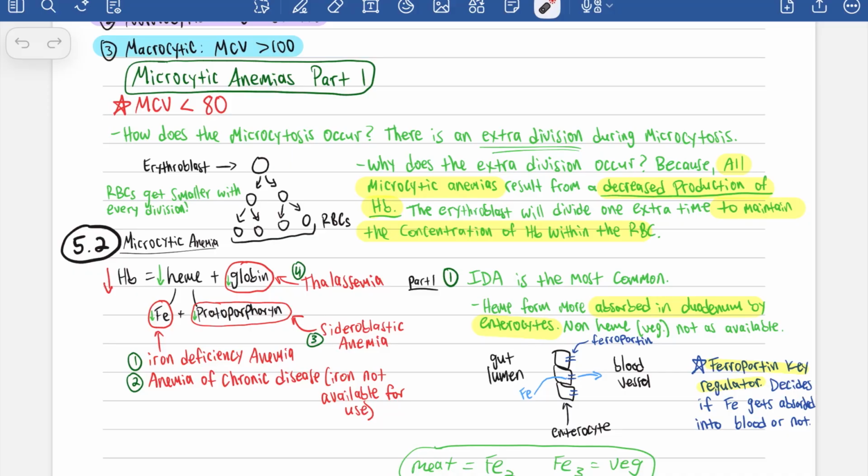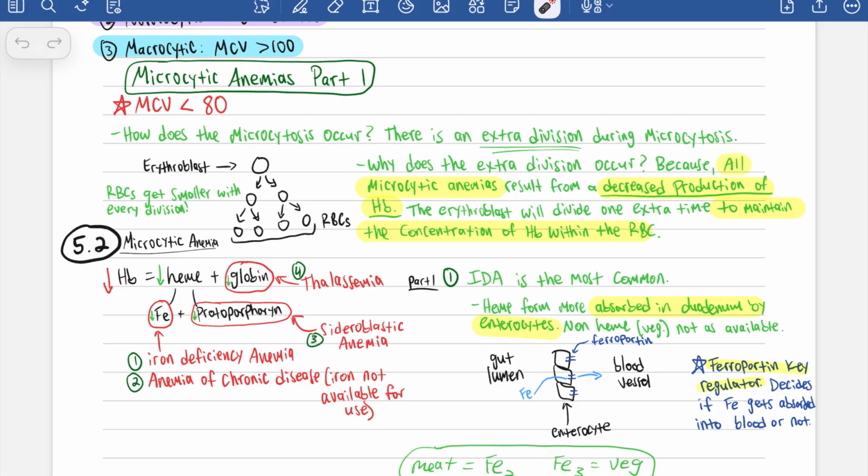Iron in the Fe2 state is the most bioavailable. That is to say that iron needs to be in a certain form for your body to absorb it and use it, and that form is Fe2. Animal proteins like red meat are the most common source because they have the highest concentration of iron in the Fe2 form. There's iron found in vegetables, but it is in the Fe3 form.